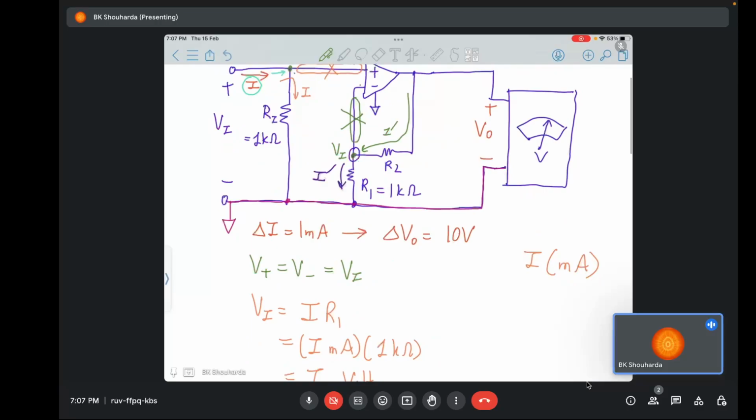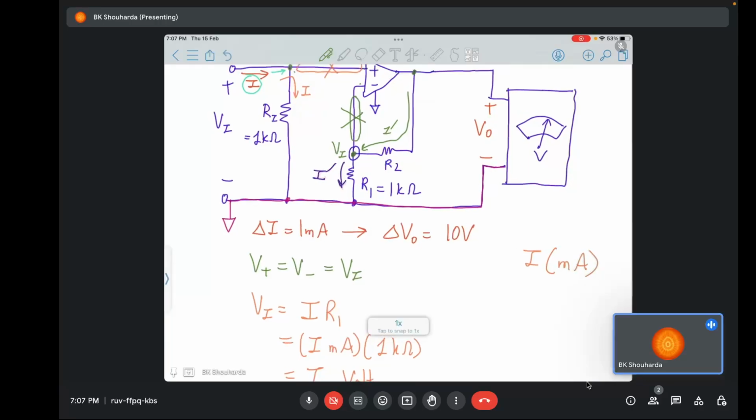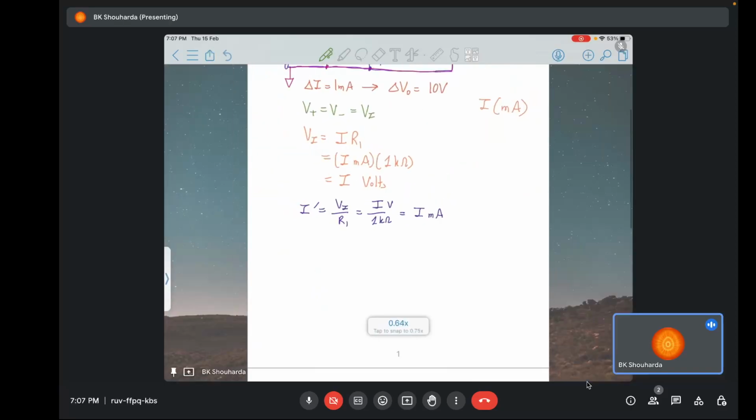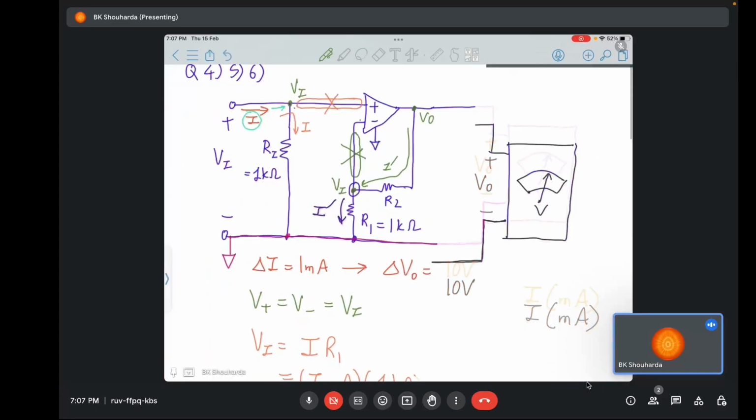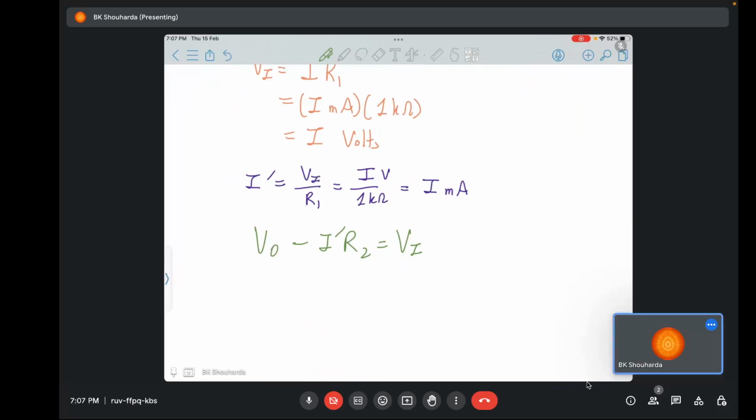Okay, and we have this potential Vi, and where is it flowing from? It is flowing from the output, which is going into the voltmeter. So this VO has the current I prime flowing into the R2 resistance and then feeding into Vi. Okay, so what can we write from the KVL? I can write VO minus I prime R2 equals Vi. Alright, so VO minus, what's I prime? I prime is I, times R2, is equal to Vi, and what's Vi? Vi is I.